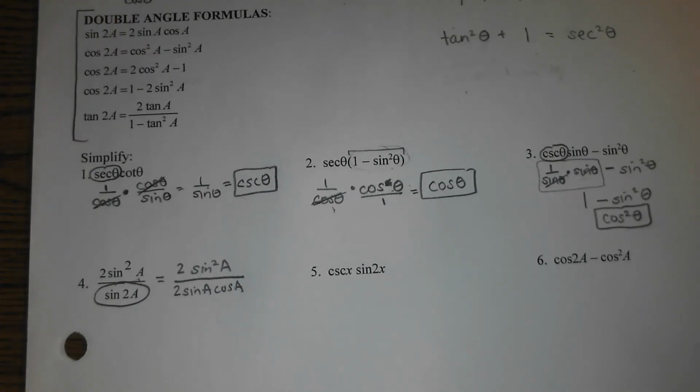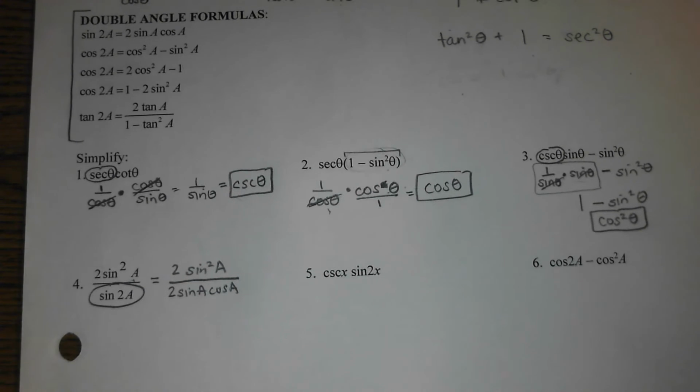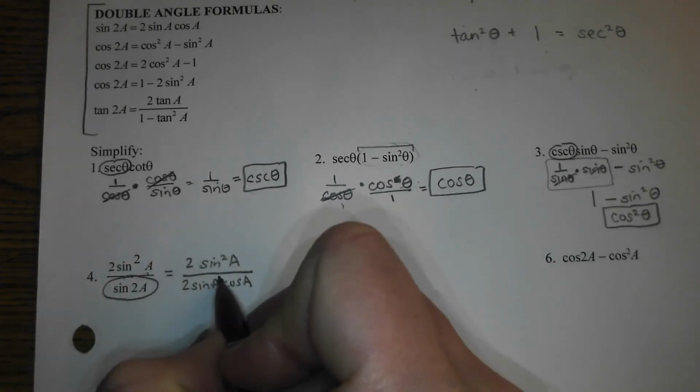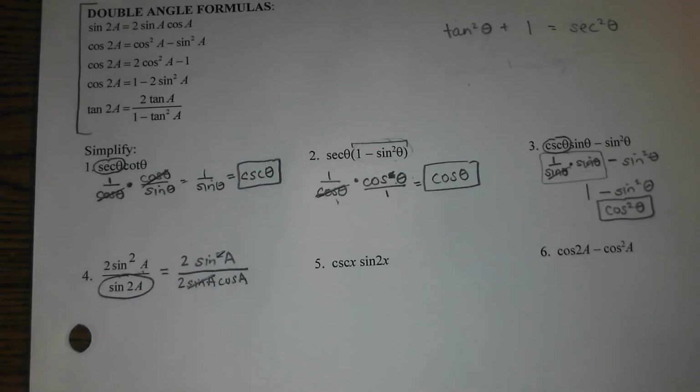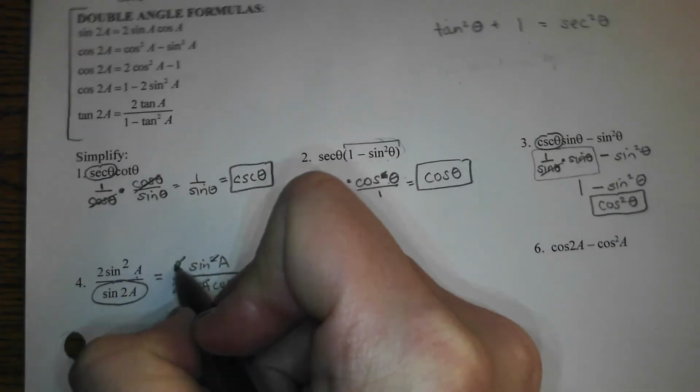And we're just ready to start canceling. So what cancels? The sine from the bottom with one of the 2 sines on the top, right? The squared would just be gone. How about the 2's are gone?